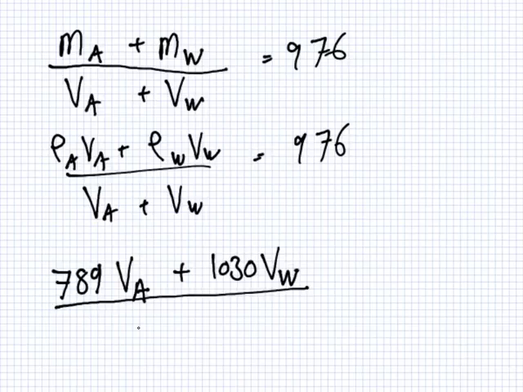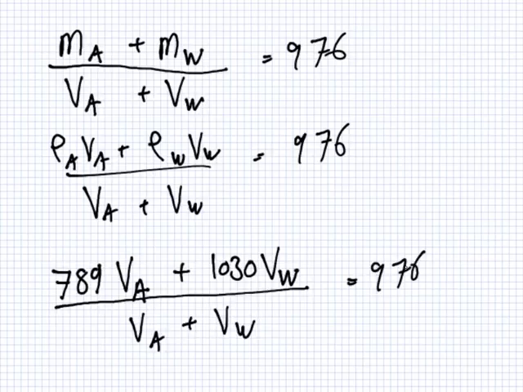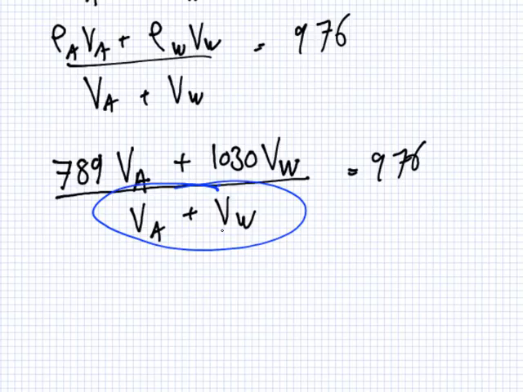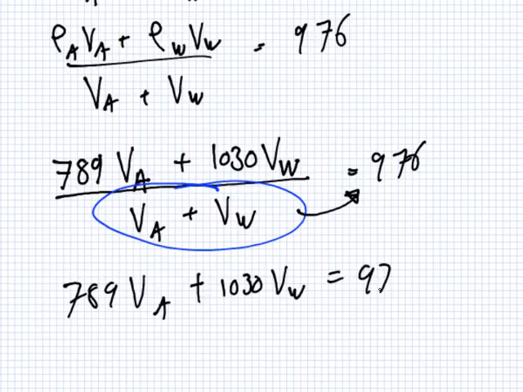But what I'm going to do instead is, I'm just going to bring this one up to the right and try to make it into an equation. VA plus 976 VW. Now I should take everything to one side. I'll take everything to the left. So 789 minus 976. So that's minus 187 VA plus 54 VW equals 0.